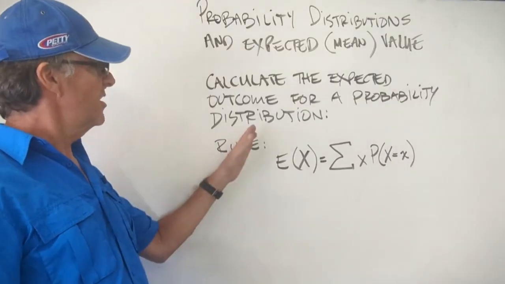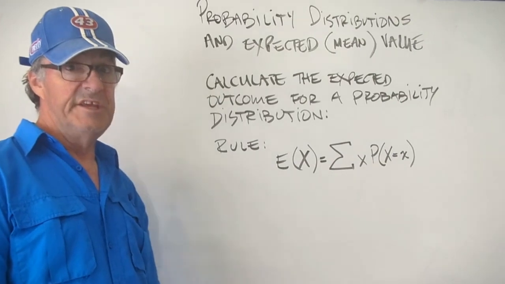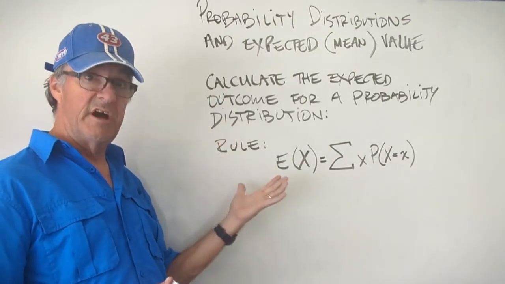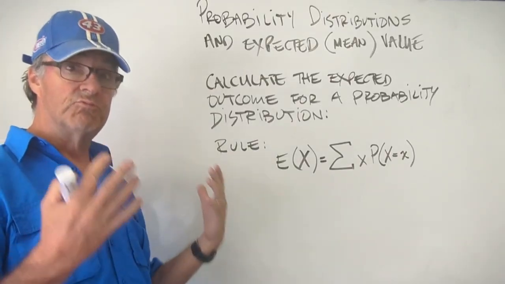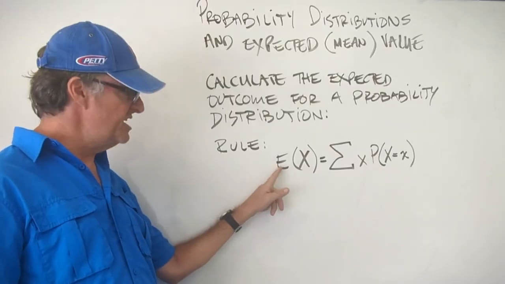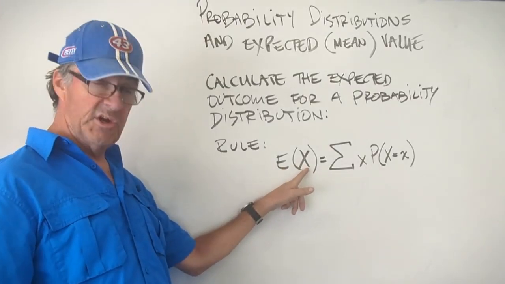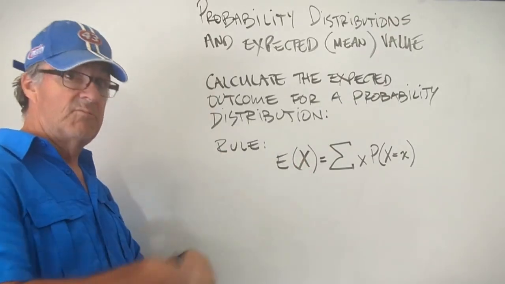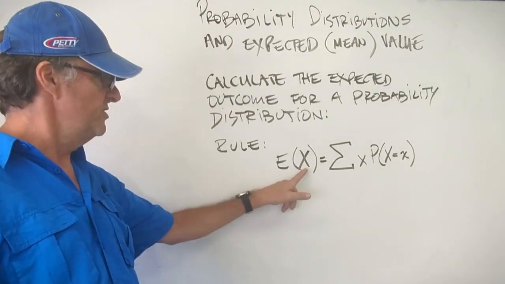Okay, so here's our prompt. Calculate the expected outcome for a probability distribution. Now we're going to do that on this distribution we've been working on so far. But before we jump into that, I want to show you the general rule. Okay, so expected value. That's an E. It's not a probability. It's the expected value of uppercase X. So random variable X. We're not yet into our problem where we're using random variable U. But in the general case, we use X.